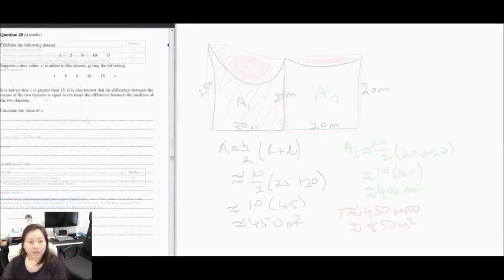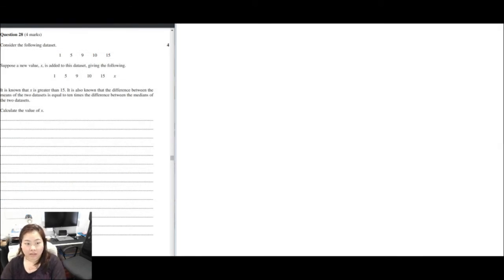Cool. Question 28, 4 marks. Wow. Consider the following data set. Suppose a new value is added. It is known that x is greater than 15. It is known that the difference between the means of the two data set is equal to 10 times the difference between the medians of the two. Oh my goodness, okay. Alright, we need the mean or the average and also the median.